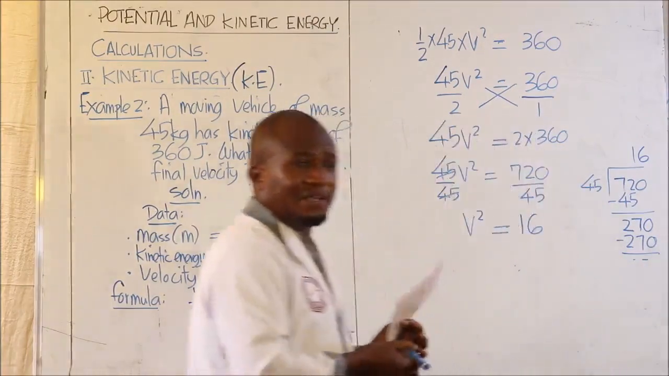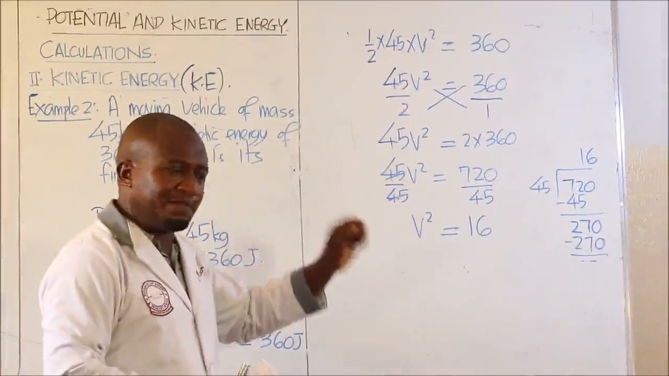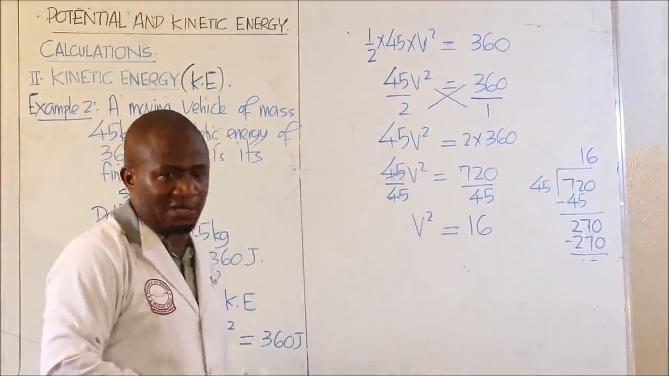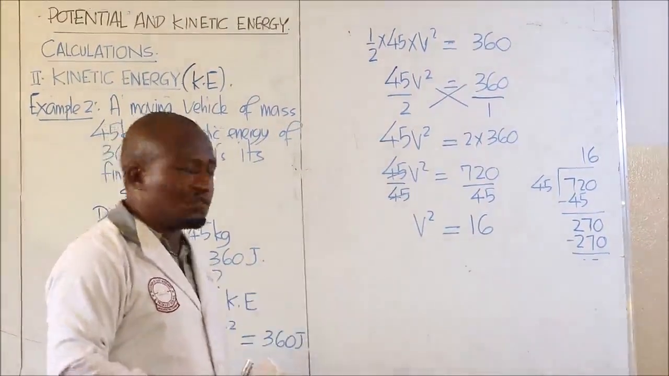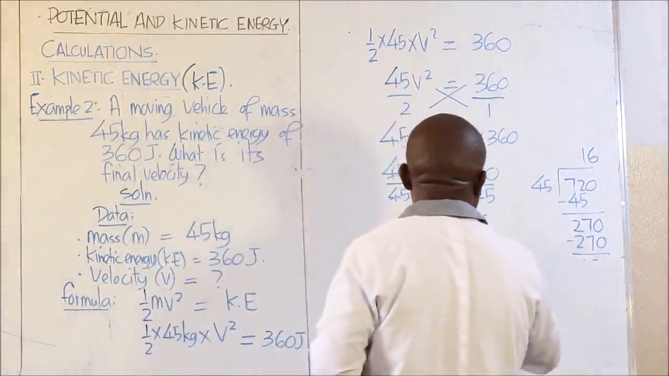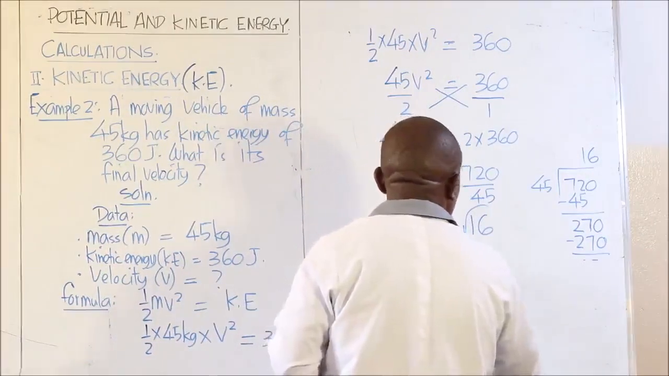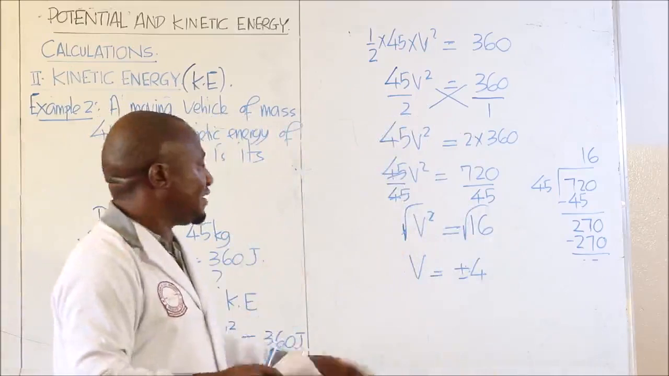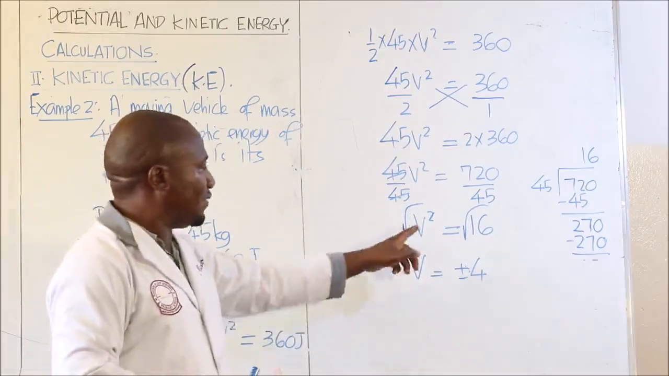Now, we do have a problem here. Most of us get confused, but this is very, very simple. To get v, what we need is v and not v squared. So to get v, you take the square root on both sides. So we have v equals to plus or minus 4. The plus or minus 4 is a mathematical perspective, meaning the answer can be negative 4 or positive 4.